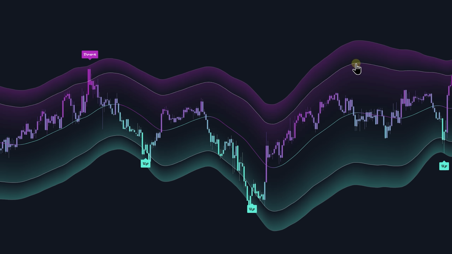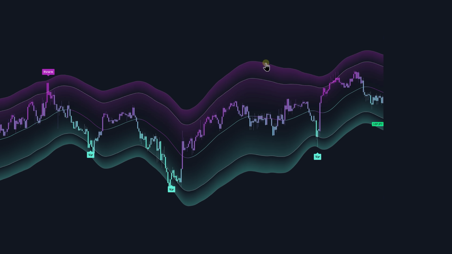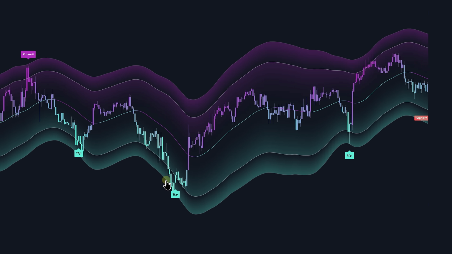You may also see a second set of bands outside the main envelope. These are called the outer bands. The outer bands identify more extreme price extensions. Reaching a primary band means the price is stretched, but reaching or moving beyond an outer band tells us that the move is even further away from fair value. These outer bands can be useful for finding stronger mean reversion setups.